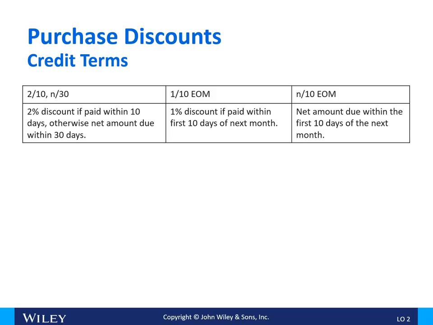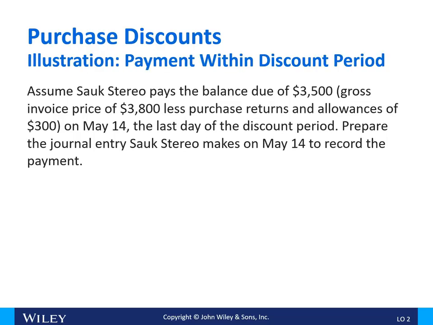These terms are agreed to, negotiated between the buyer and the seller. So they both agree to what the terms are going to be. You can't just arbitrarily make it up. You have to make sure the buyer and the seller both agree. But we'll look at how you account for this discount if you actually take it or if you don't take it.